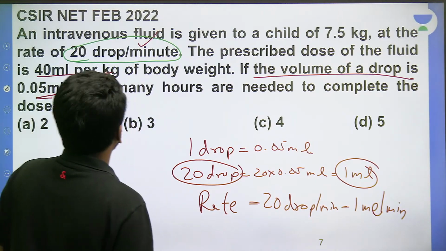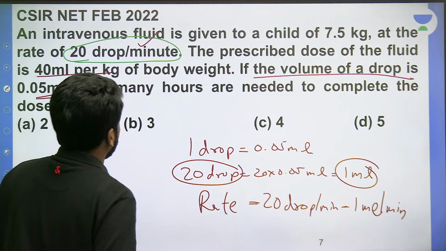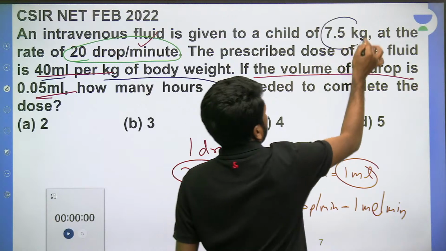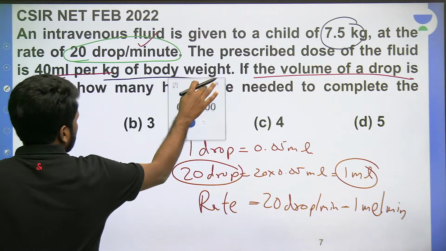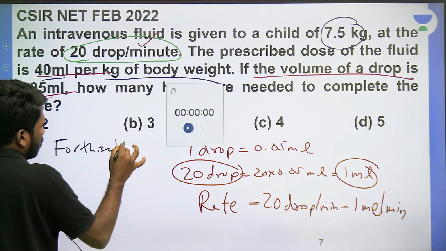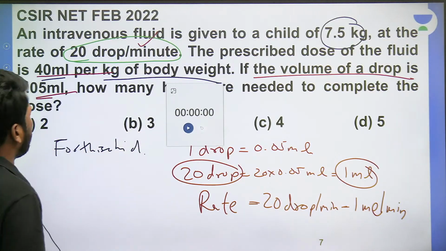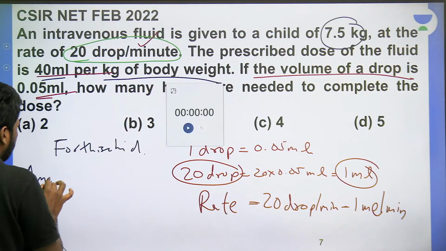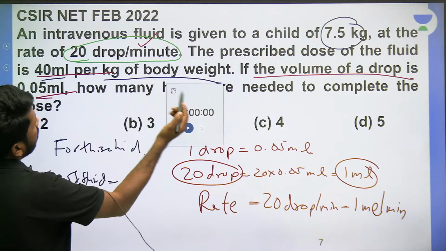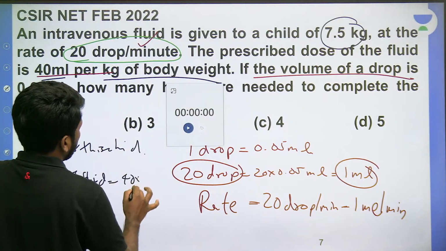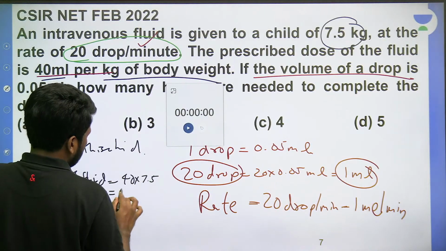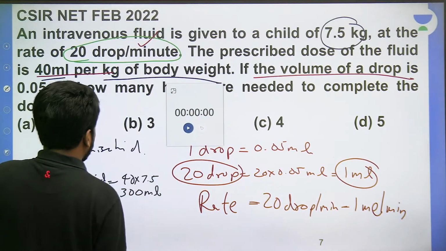Question is saying that the prescribed dose of the fluid is 40 milliliter per kg of body weight. 1 kg के लिए 40 milliliter. ये child का weight 7.5 kg है. So for this child, the amount of fluid needed will be 40 into 7.5 kg. 1 kg के लिए 40, so 7.5 kg के लिए 40 into 7.5, 300 मिलीलीटर चाहिए.